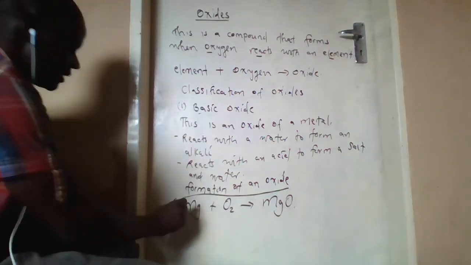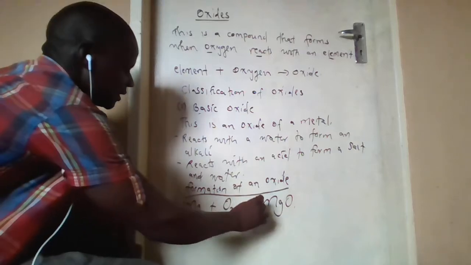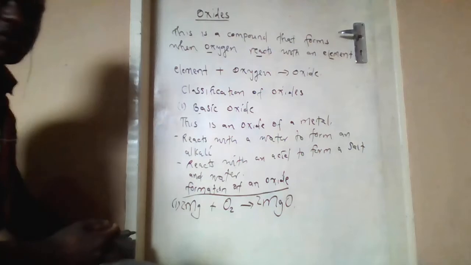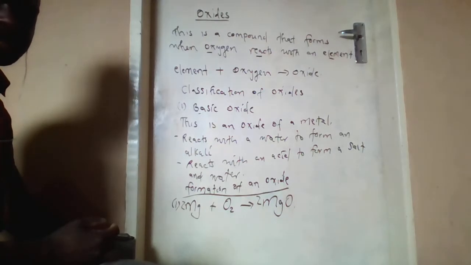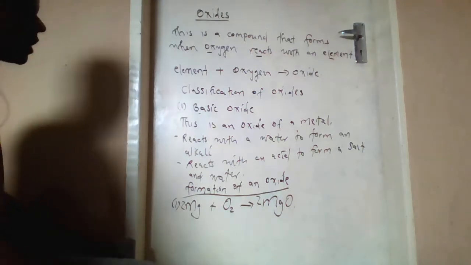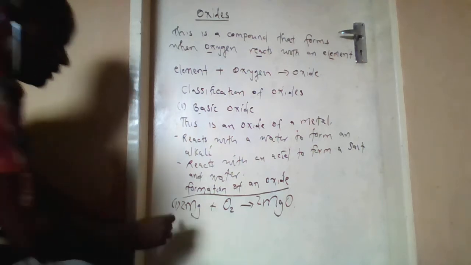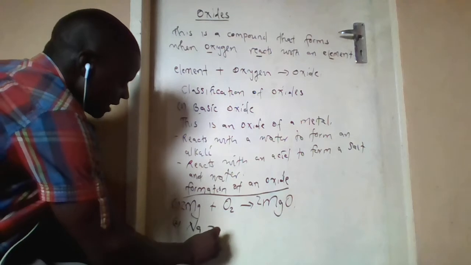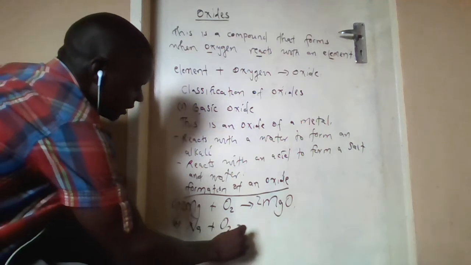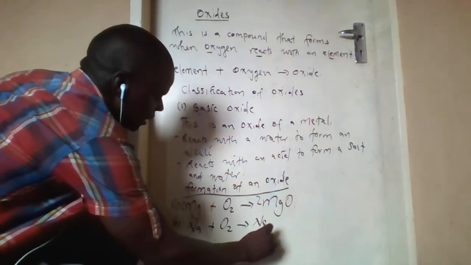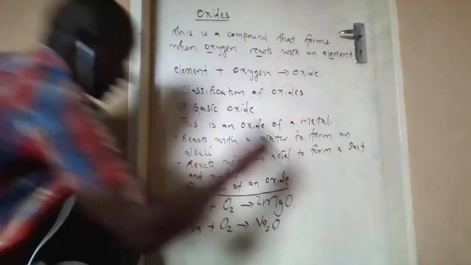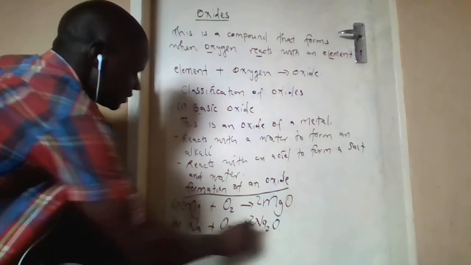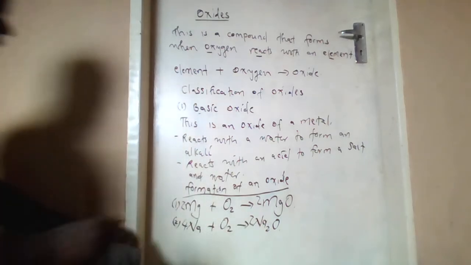So that, if I'm to balance it up, I'll put a 2 here. I'll also put a 2 there. So this is an example of a basic oxide. Which other one can we look at? We can also look at sodium plus oxygen. Then you're going to form sodium oxide. So that if I'm to balance it up, I'm going to put a 2 here and a 4 there.